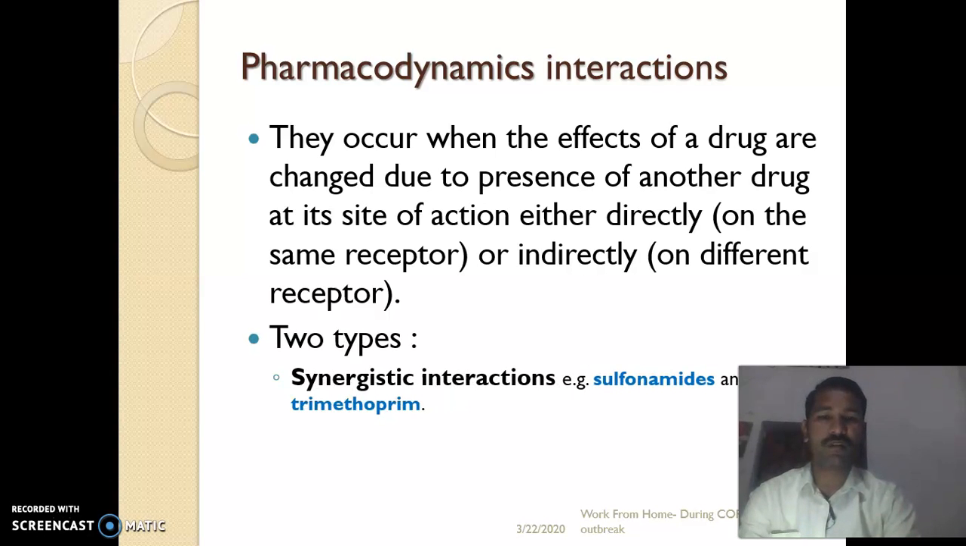For example, these are of two types. First, synergistic interactions, for example sulfonamides and trimethoprim. This is a well-known example. And the antagonistic interactions, for example warfarin plus vitamin K.